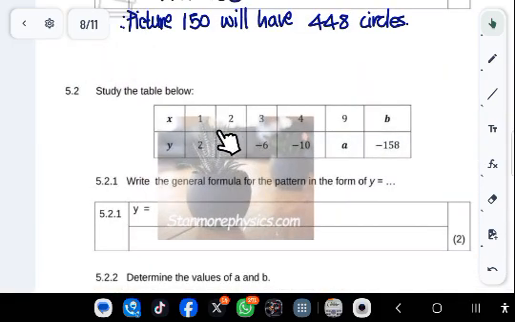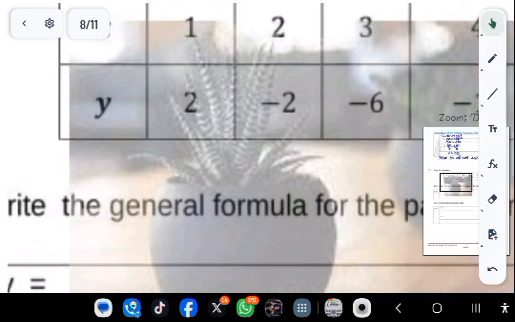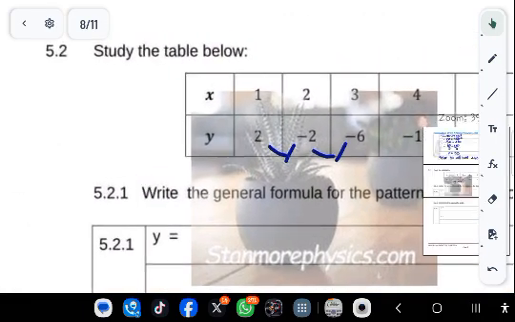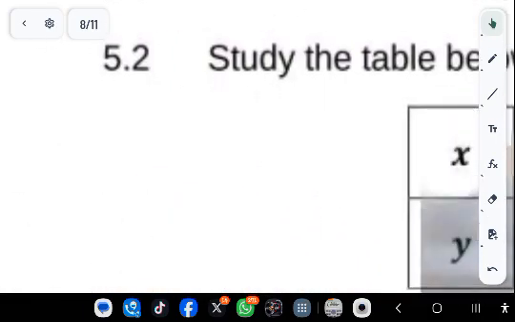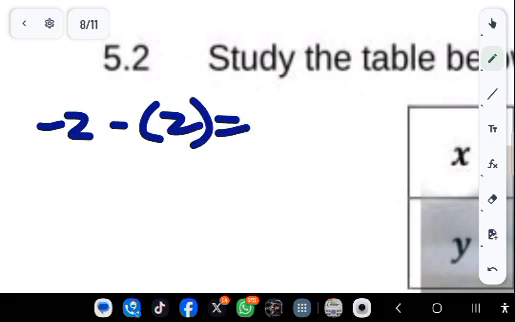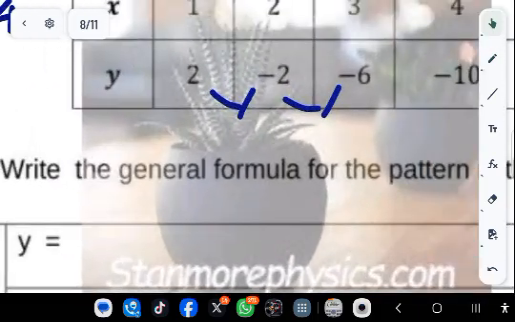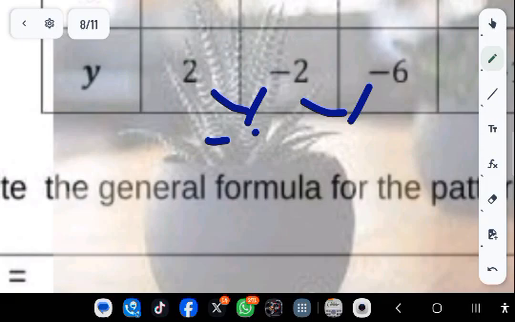So let's go. The first 3 terms are the ones which are able to tell us whether we have a pattern or not. Let's check if it's a linear pattern. Let's find the difference between the terms. So -2 minus 2, that gives us -4. That's the difference between the first 2 terms, -4.